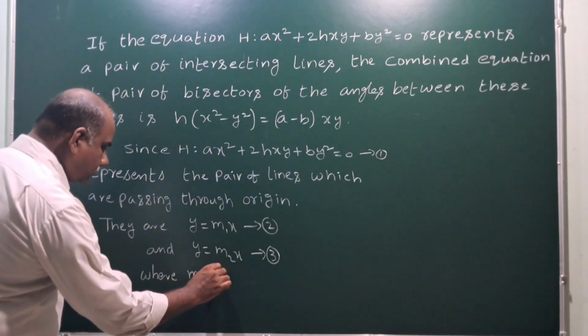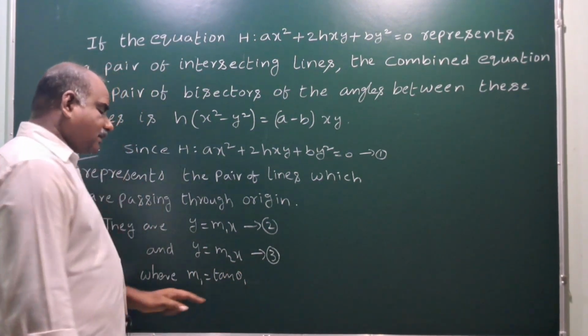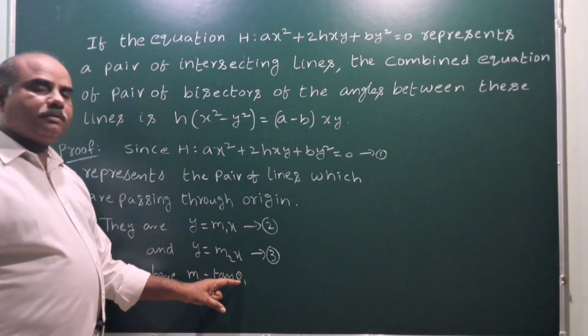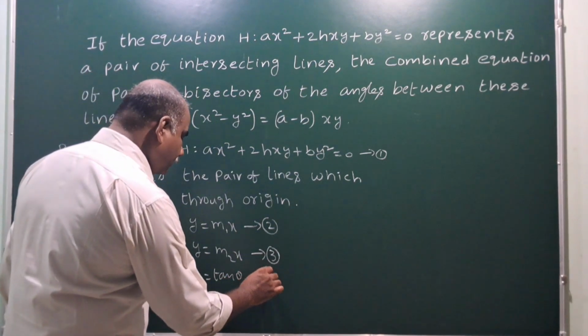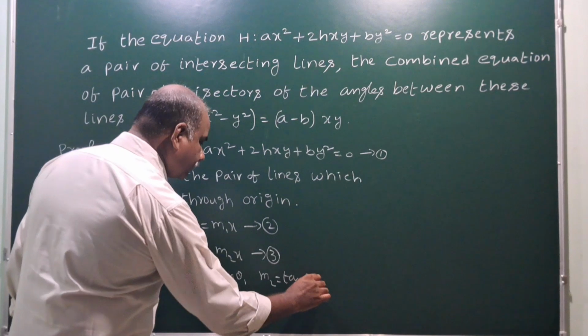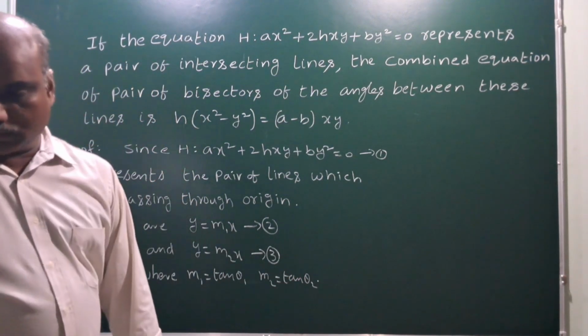where m1 is equal to tan theta 1. That means it is the angle made by the straight line with the positive direction of x-axis in anti-clockwise direction. Similarly, m2 is equal to tan theta 2. Okay, so let us see the continuation.